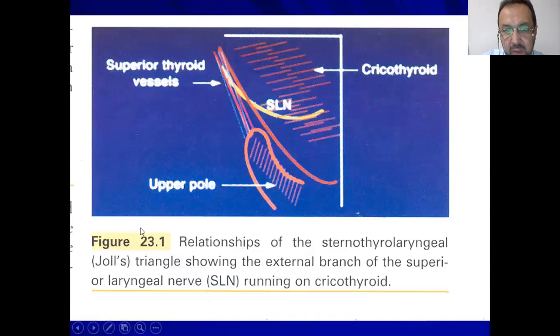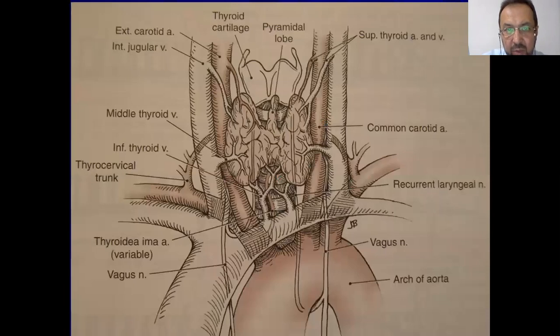It is found in a triangle known as Joll's triangle. We can Google its boundaries because it is beyond the concern of such a lecture for undergraduates, with all respect to my students. The other nerve arising from the vagus nerve is the recurrent laryngeal nerve.